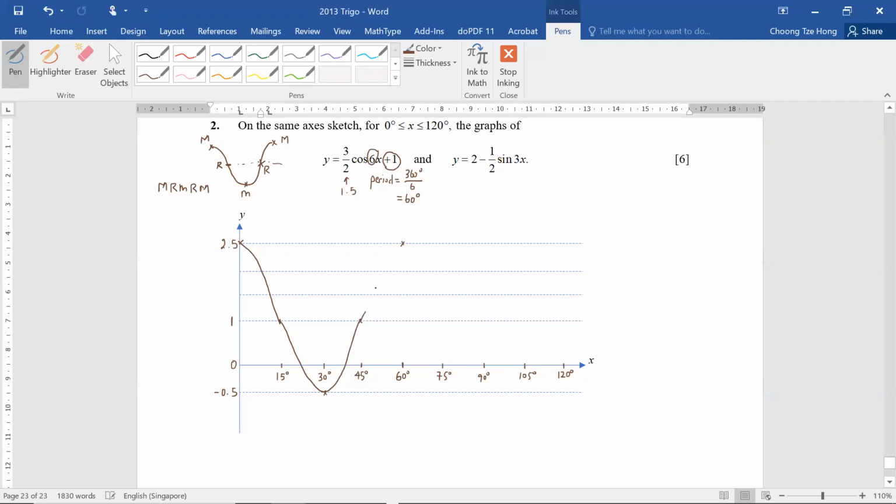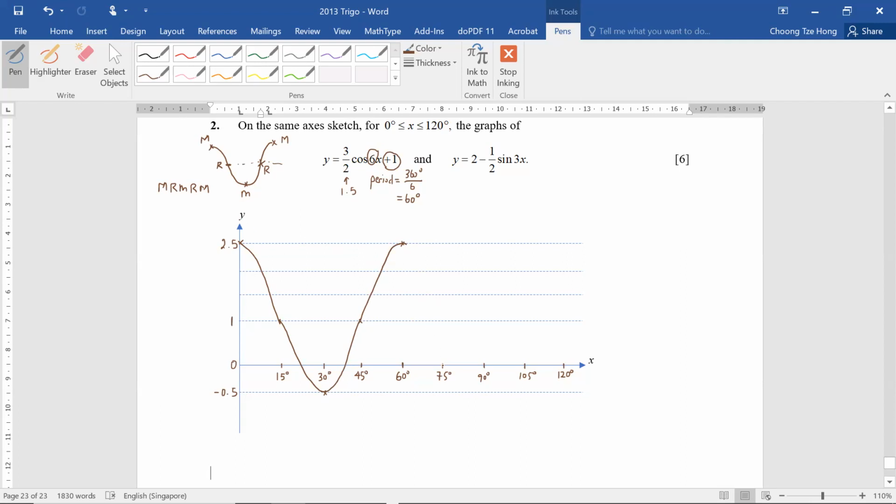Okay, so try to make all these parts rounded now. This part is not that nice, let me re-sketch it. Then after that, the pattern will continue.